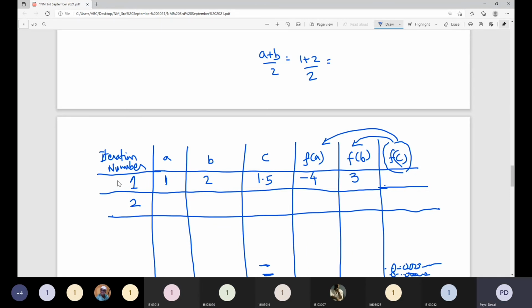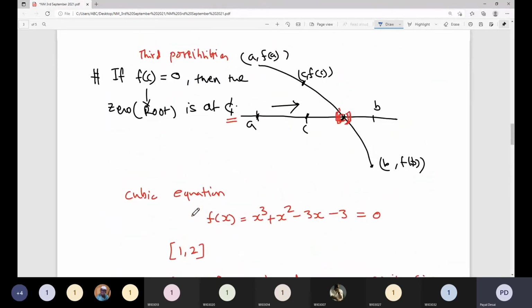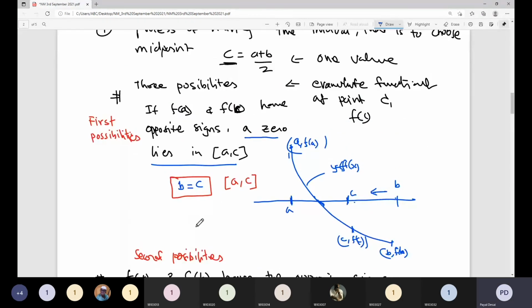So the value of C, what value are you getting? Minus 1.875. Yes, very good. Now, according to our two conditions, you may note down or write down if you can't do it orally. First possibility: if FA and FC have opposite signs, a zero lies between A and C, and then B is equal to C. So you compare FA and FC first. If they have opposite signs, then B is equal to C.